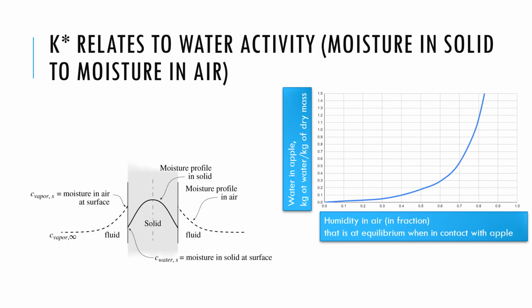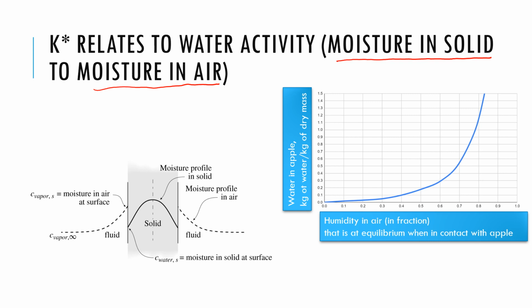Now we want to spend some time following what in the world is that K star. K star actually relates to water activity. It has to do with the fact that there's moisture in the solid and moisture in the air. These are two different quantities. They are related, but they're two different.